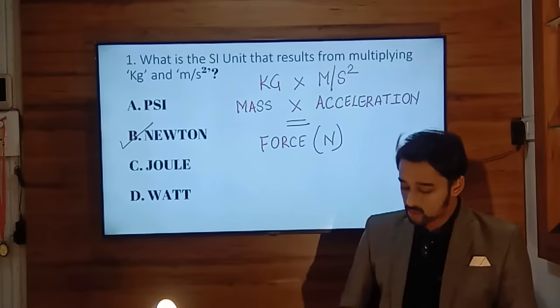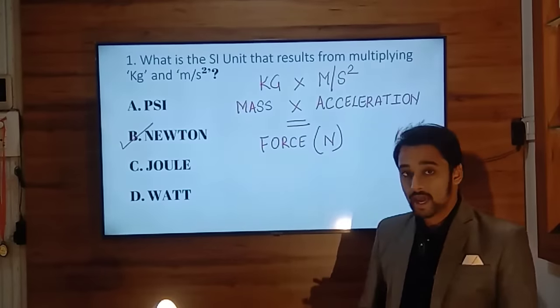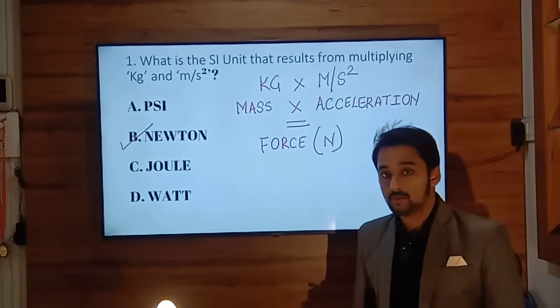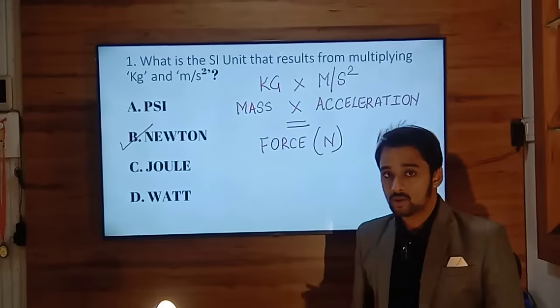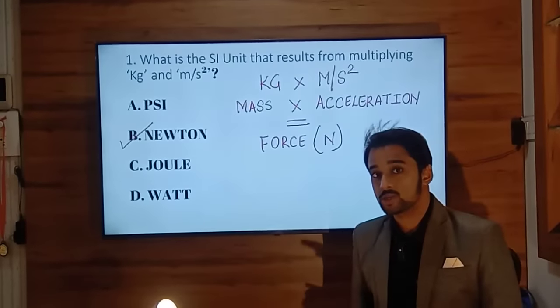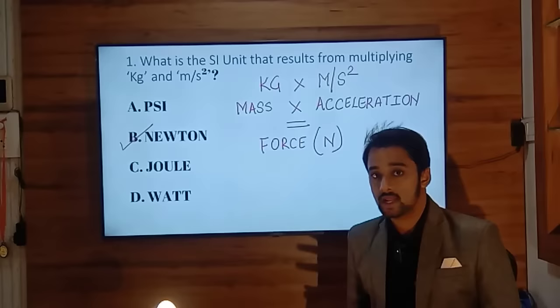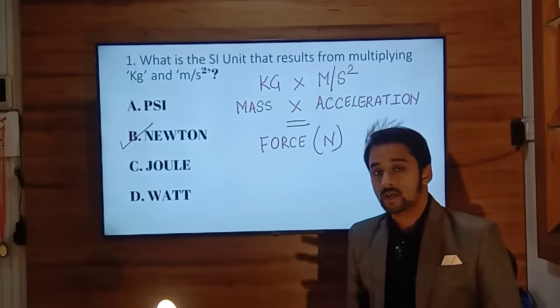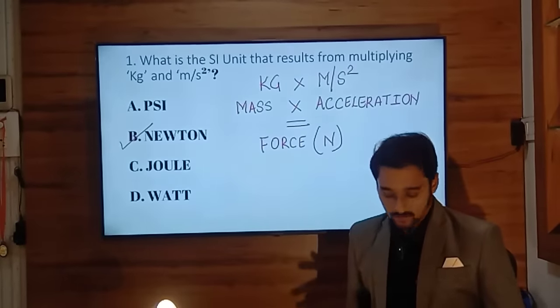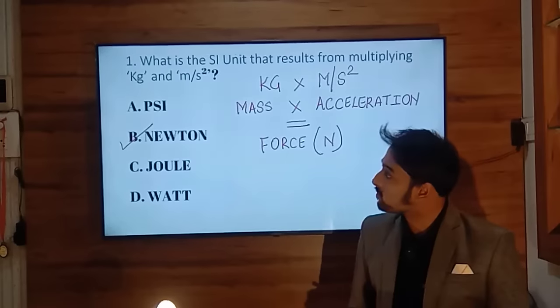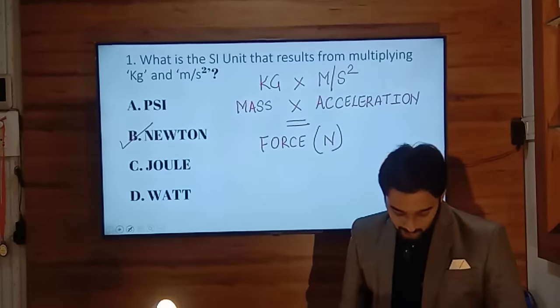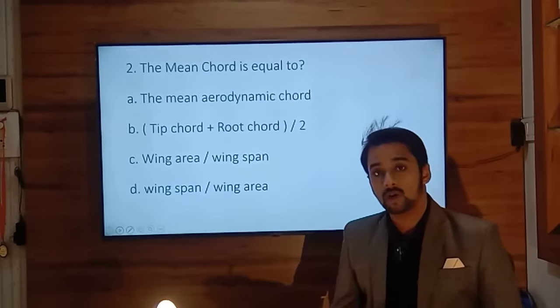Let's go to question number 2. So quick recap, kilogram into meter per second square. The corresponding term associated with them is mass into acceleration, which is force. The SI unit of force is Newton. So option number Bravo will be the correct option. The mean chord is equal to what?